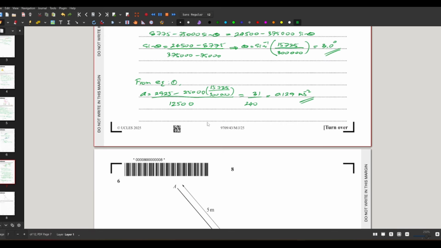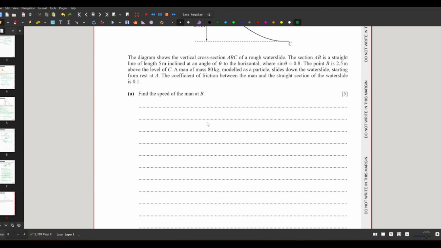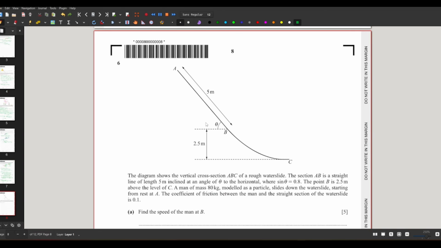Okay, so that question is done. So now we can start question 6. The diagram shows the vertical cross-section ABC of a rough water slide. The section AB is a straight line of a length of 5 meter inclined at an angle of theta to the horizontal, where sine theta is 0.8, the point B is 0.5 meter above the level of C.